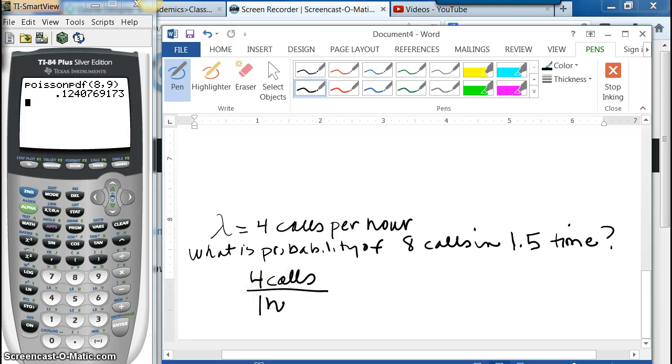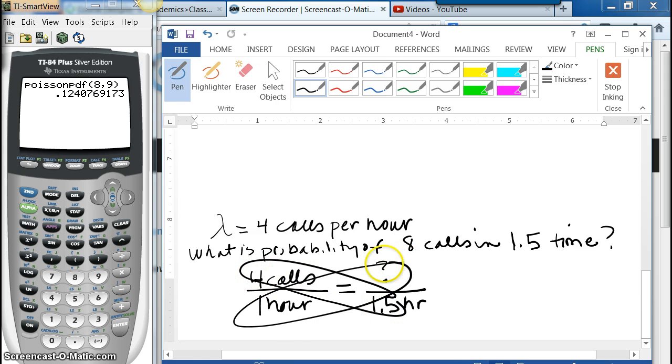So like if you do 4 calls per 1 hour, and then you're trying to figure out how many calls per 1.5 hours. When you set up a proportion, you can cross multiply. So you take 4 times 1.5, and then you would divide by the one that's across from here, which in this case is an hour, so it's not that hard. But you'd take 4 times 1.5, you'd get a 6, and then you divide by 1. And so the new adjusted lambda is 6 calls per 1.5 hours.